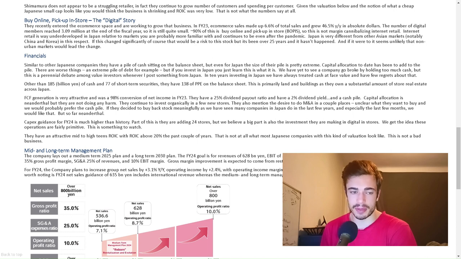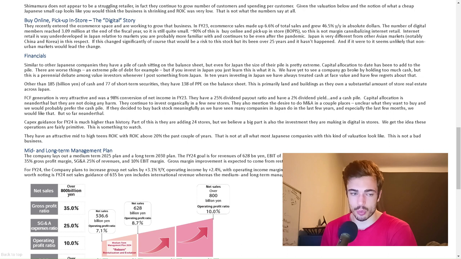Buy online, pick up in store, the digital story. They recently entered the e-commerce space and are working to grow that business. In FY23, e-commerce sales made up 6.6% of total sales and grew 46.5% year over year in absolute dollars. The number of digital members reached 3.09 million at the end of the fiscal year, so it is quite small. 90% of this is buy online and pick up in store, BOPAS. So this is not margin cannibalizing internet retail.